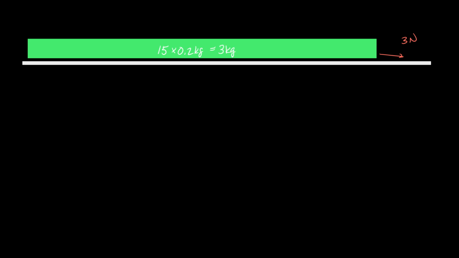So net force equals MA. 3 newtons equals 3 kilograms times A. The acceleration is 1 meter per second squared. So that's the acceleration of the system. I don't know what you guys are doing. A bunch of you got 1, but a bunch of you got some, not this.